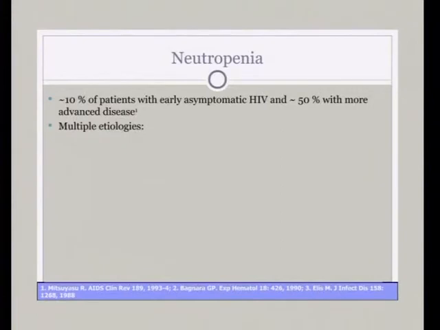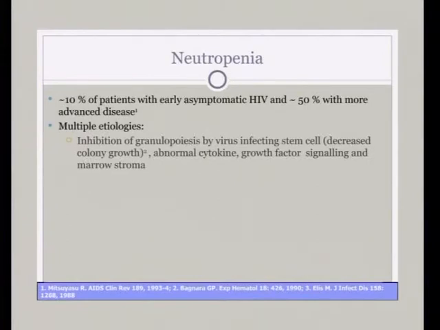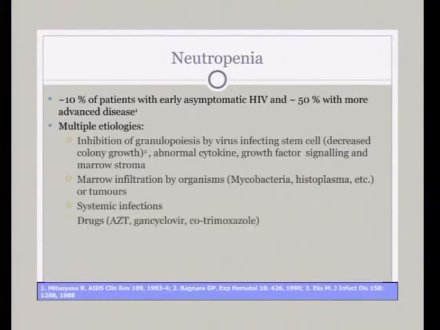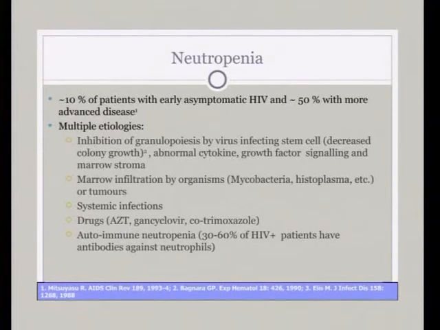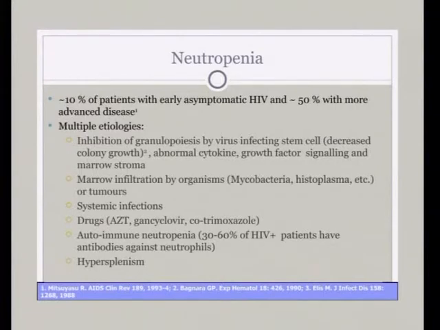or more in advanced disease. And there are multiple reasons for this. And again, inhibition of the granulopoiesis by the virus of the stem cells themselves. And then abnormal cytokine milieu, again, marrow infiltration by opportunistic infections, also systemic infections, drugs, autoimmune neutropenia. And we know that 30 to 60% of people that are HIV positive have antibodies against neutrophils, which is staggering. And then again, hypersplenism, that also always features here.